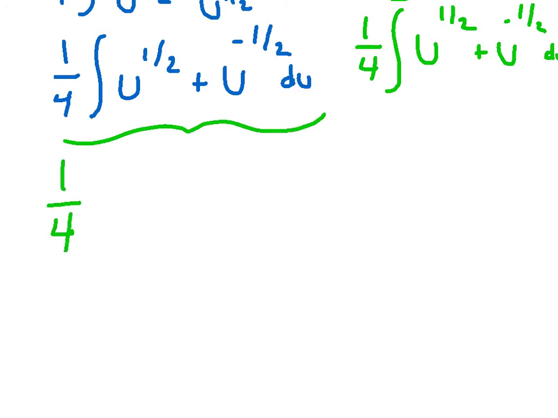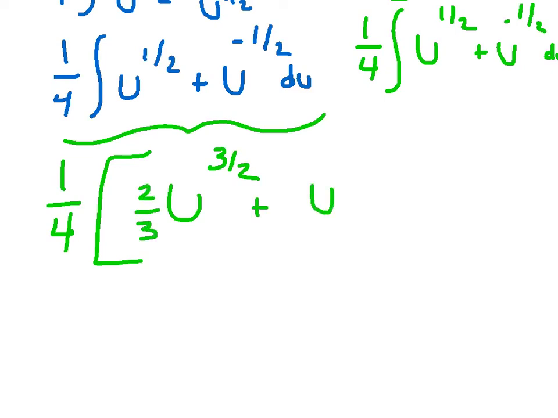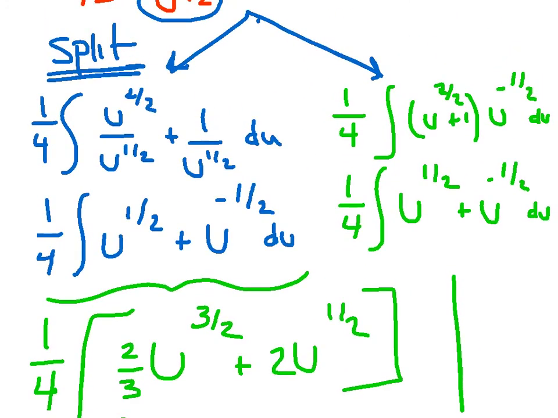So I've got my 1/4. I'm going to leave that out front. When I integrate, I'm going to get u to the 3/2 times 2/3, plus my 2 over 2, u to the 1/2 times 2. And I'm changing my bounds, don't forget. Perhaps I should go back here and watch those bounds.